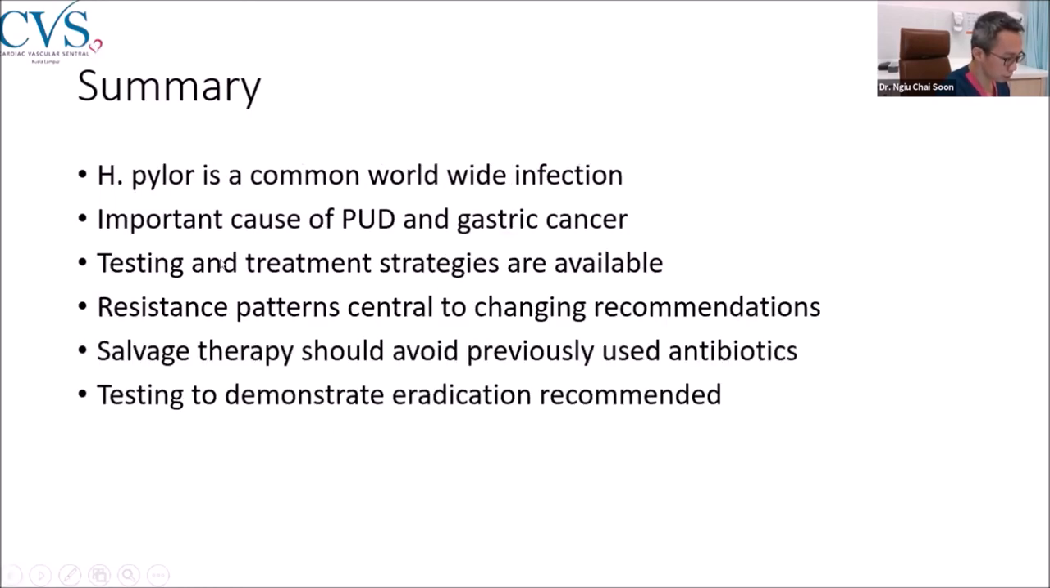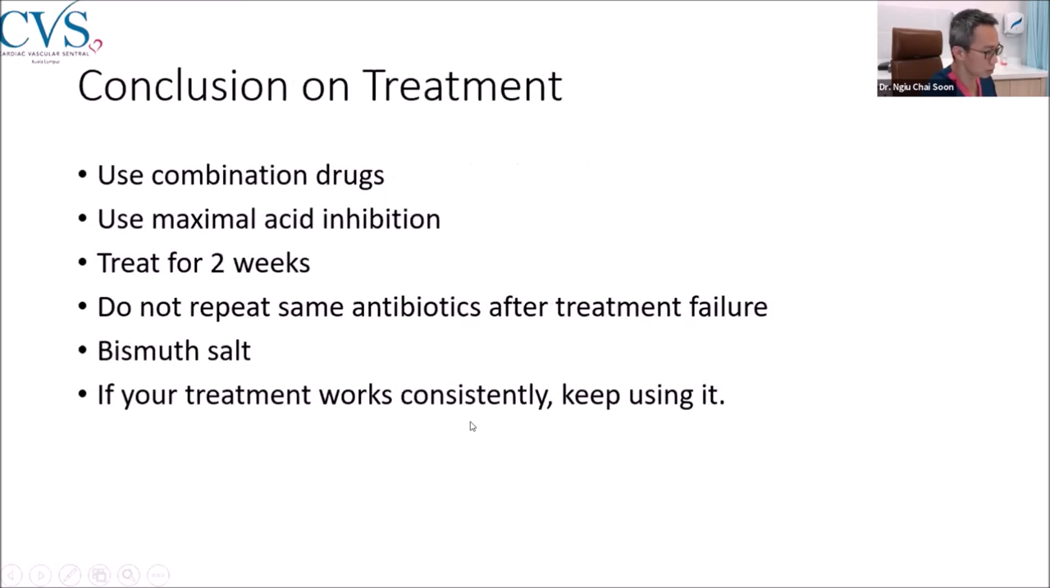So, summary in terms of treatment, H. pylori is a common worldwide infection. It's a very important cause of peptic ulcer disease and gastric ulcers. And tests and treatments are always available. We always need to know our local antibiotic resistance profile so that we can use a better treatment regimen for the patients. If you use salvage therapy to treat Helicobacter pylori, always try to avoid antibiotics that have already been used before. And always remember that you have to confirm your eradication after treating the patients.